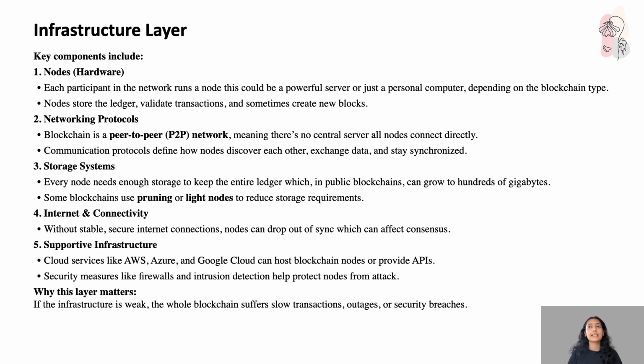Why does this layer matter to us, right? Because if the infrastructure is weak, the whole blockchain is going to suffer. Slow transactions, outages, security breaches because nothing is in sync, nothing is up to date. Imagine trying to run Bitcoin on a dial-up connection. You remember the dial-up connections?